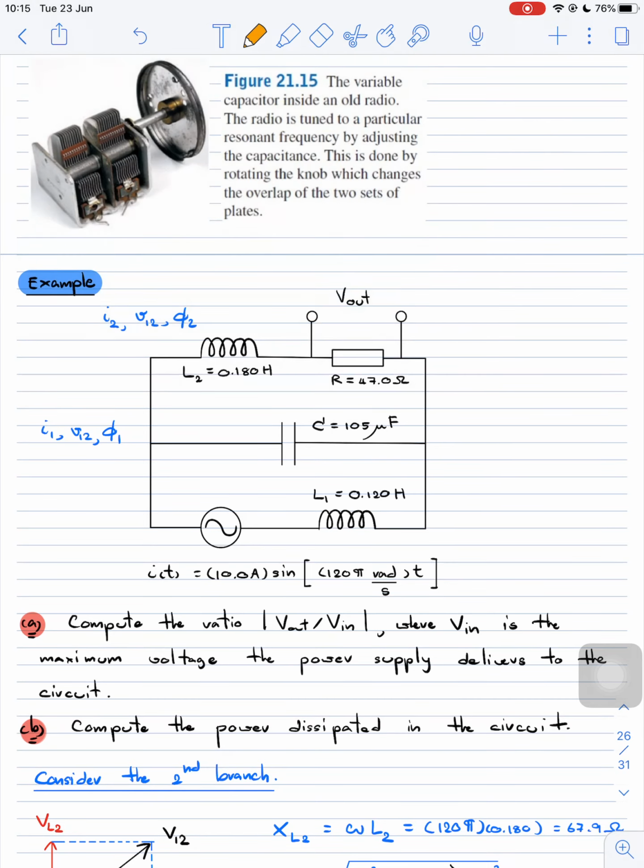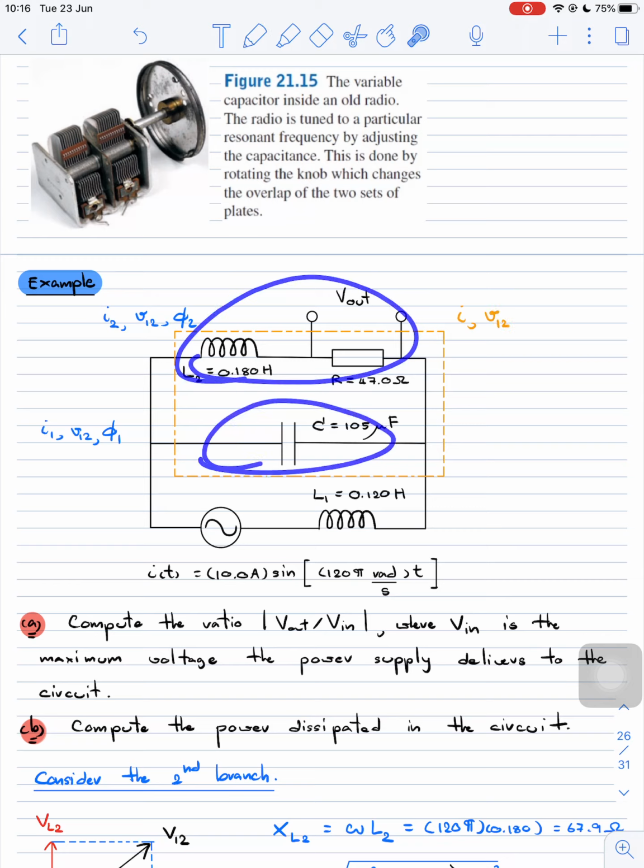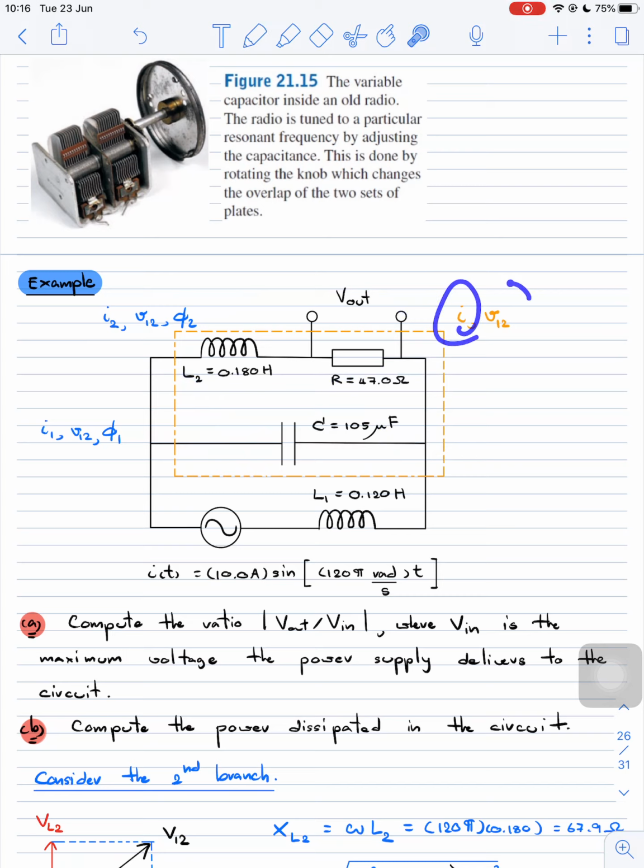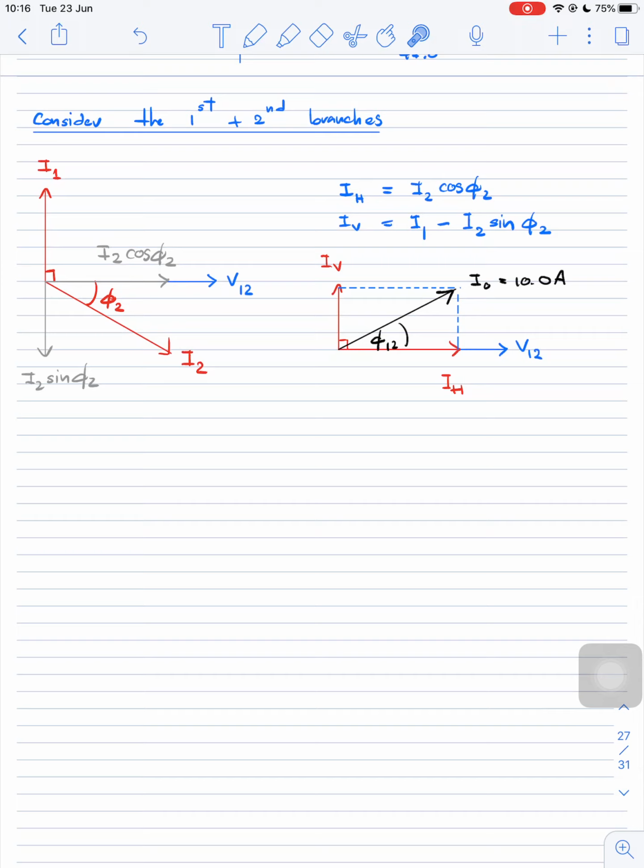Okay, let me just wrap up everything again. For the whole thing here, let's say that the current is equal to I, equal to this current, and the potential difference is equal to the V12, the same as this one and this one. And the phase between the current and the V12 is just equal to the phi12. Good.